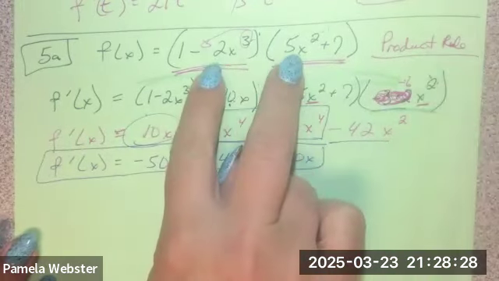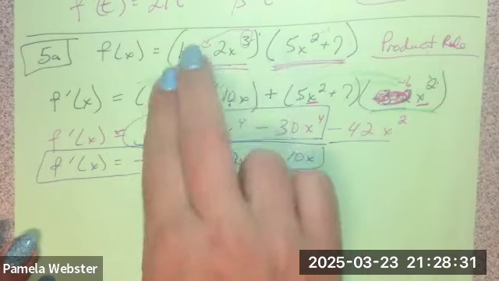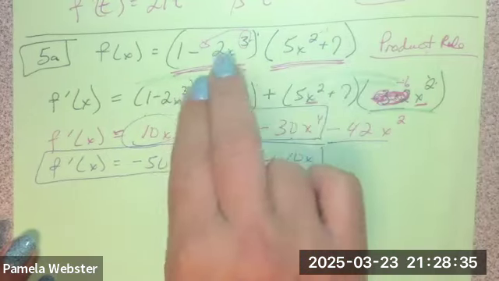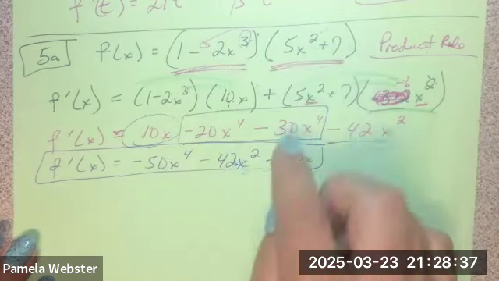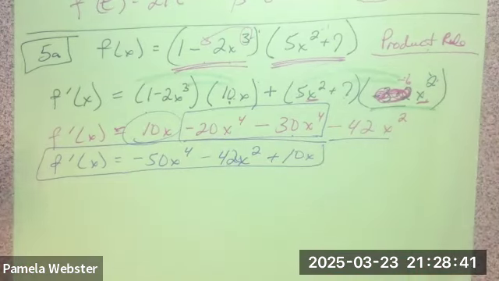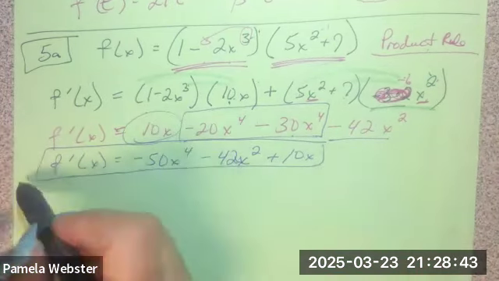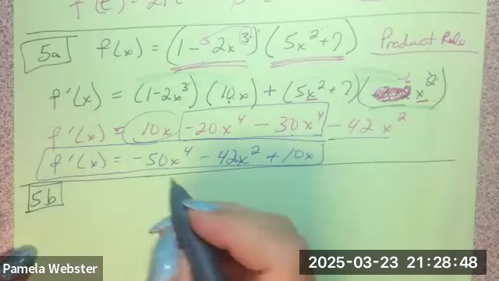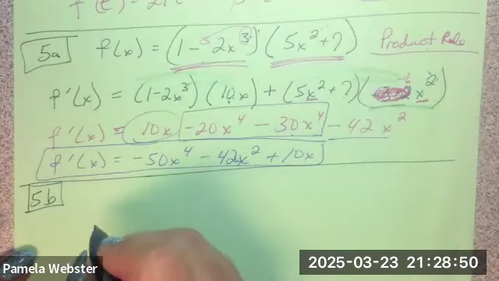And again here, if you really wanted to, you could have foiled this guy out, distributed it, and turned it into what looks like a power rule. And you would end up with something that looks like you used a power rule. So if you must, fine, but it just takes a lot longer, I think. So be careful doing that. It can really swamp you.